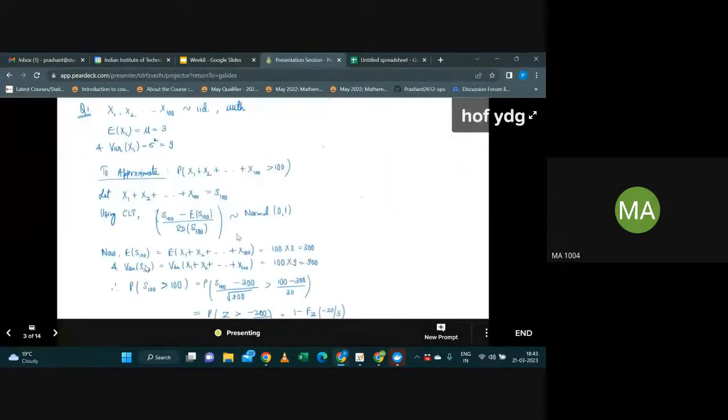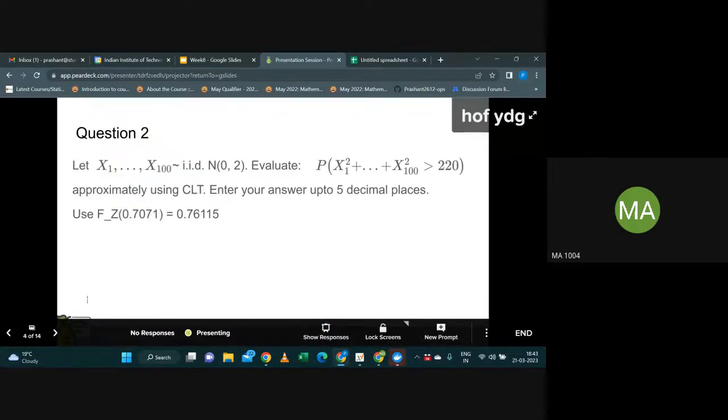So, we have done the same thing here. Instead of s, in the solution it has been written as S100. You can take it as Y100, W100, anything. The same thing we have done. Okay, so I'm moving to the next question.